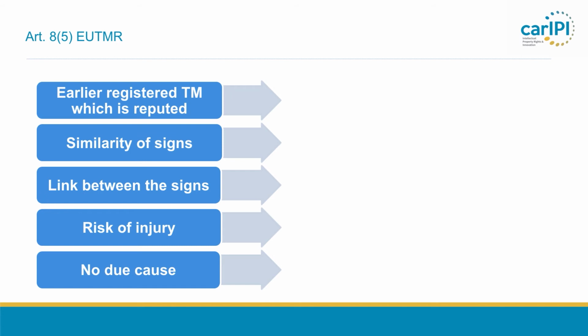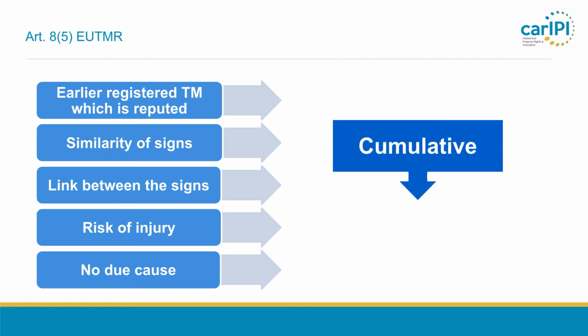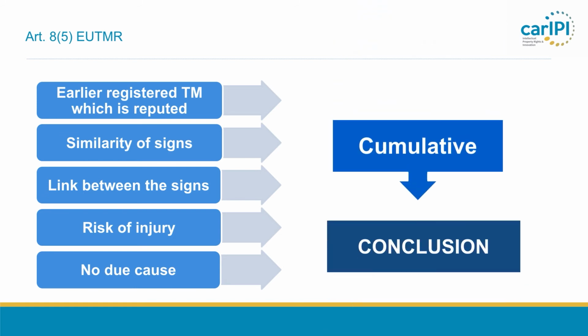So first of all, of course, we need to have a registered trademark that is reputed, and it has to be reputed within the territory for the goods. The signs have to be similar. There has to be a link. I will talk about the link because this is not a requirement that is specified in the law. It has been developed in the case law. And then on the basis of all this, we need to be able to establish that there is a risk of injury and there is no due cause. If all these conditions are met, then there will be the wide protection for the trademark and the opposition can succeed on the basis of Article 8.5.